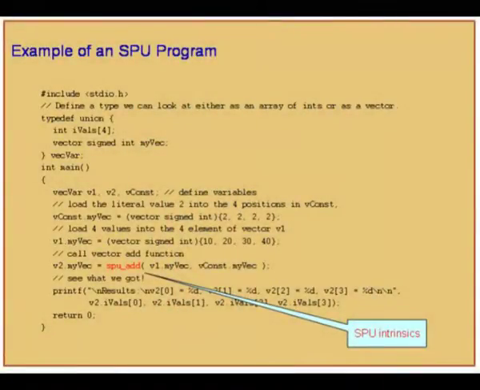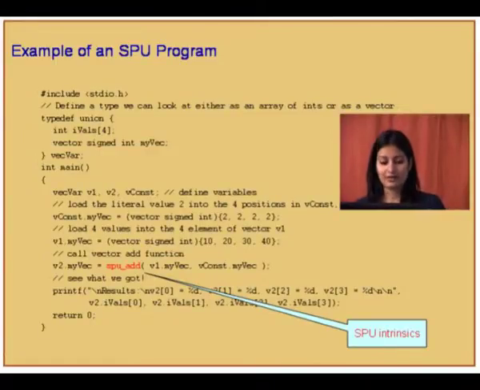So similar to the other example that we saw, this is the union consisting of 4 integer values and 1 vector signed int, and 3 vectors defined. Then initialize the first vector with 4 values, initialize the second vector with 4 values, and now to add it, instead of vec_add, the SPU would do spu_add.